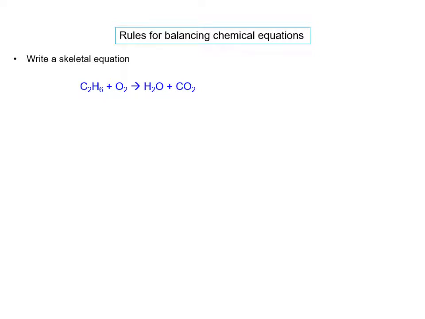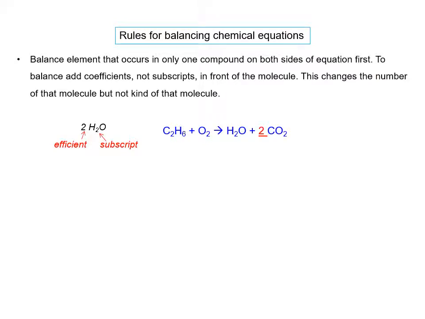So let's go over the rules for writing balanced chemical equations. The first thing you want to do is write the skeletal equation. The skeletal equation is just an equation that lists the reactants and the products separated by an arrow without any numbers showing that would balance it. Next thing you want to do is to balance the element that occurs in only one compound on both sides of the equation. Okay, so first you do that.